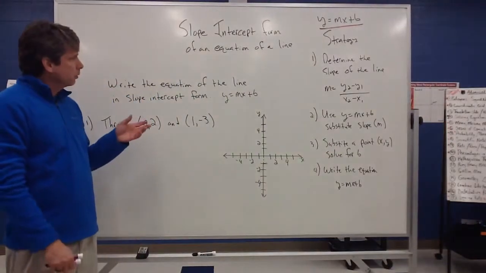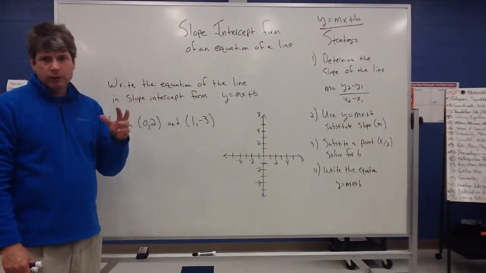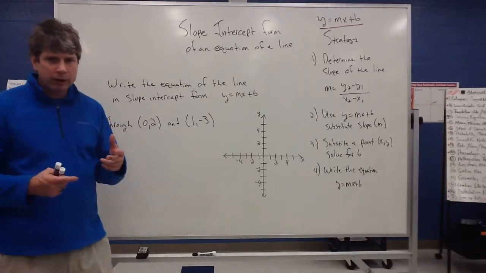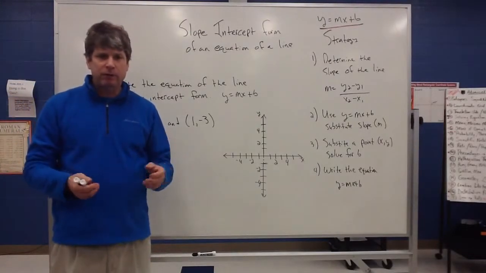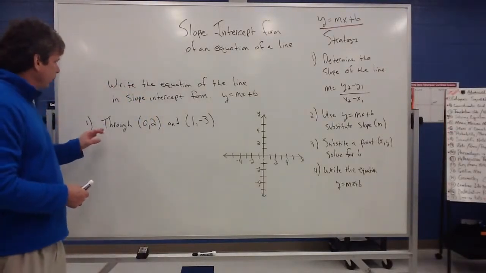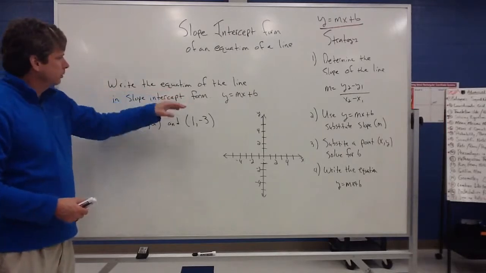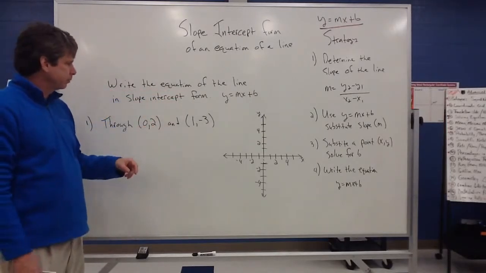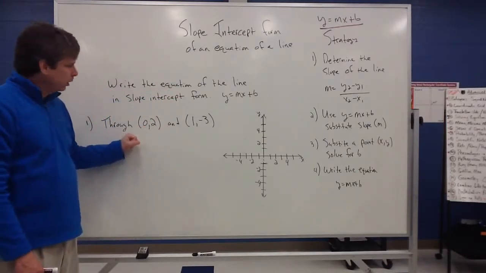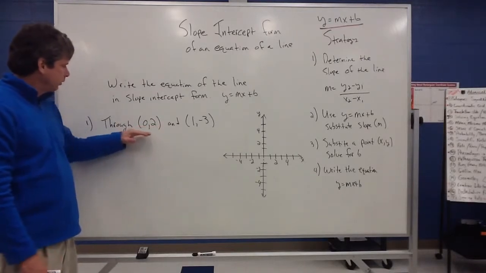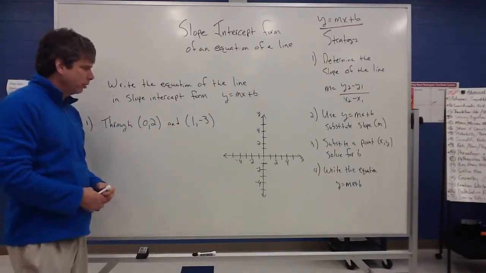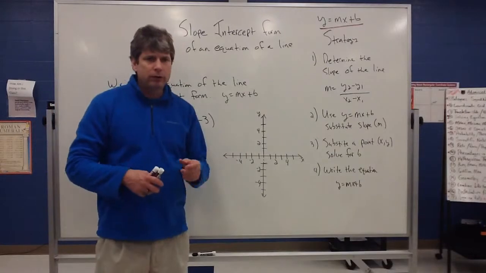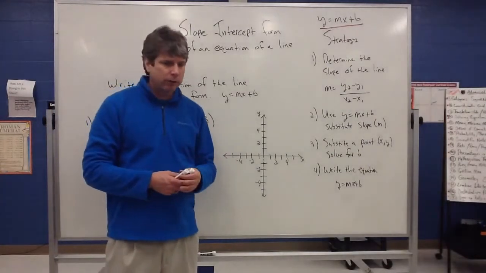Now, we're going to be writing a lot of equations, and again, they kind of mess with us because they keep giving us different types of information. So our directions, again, we want to write an equation of a line in slope-intercept form. But what they give us is 2 points. They give us a point (0, 2) and a point (1, -3). So what we're trying to do is define the line that passes through those 2 points.